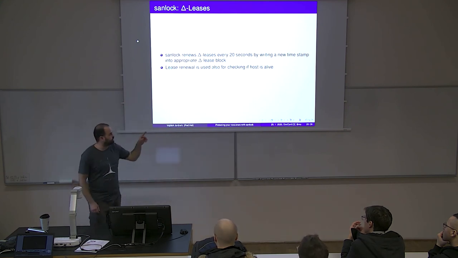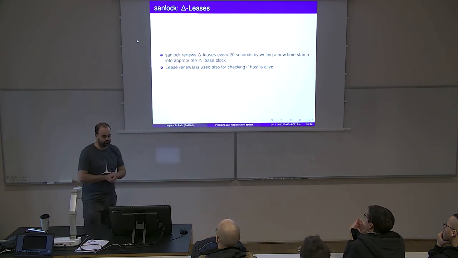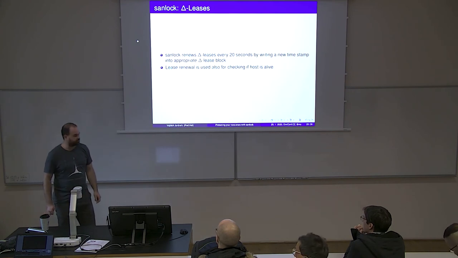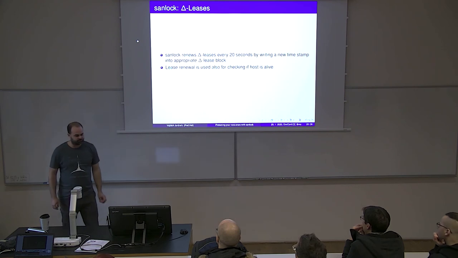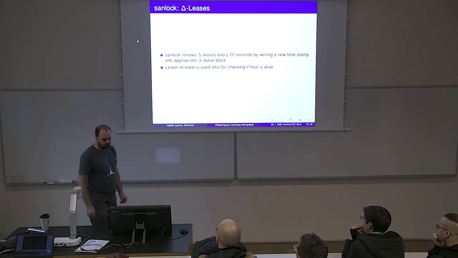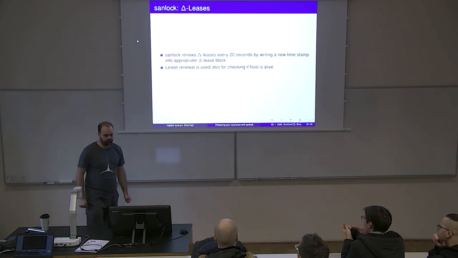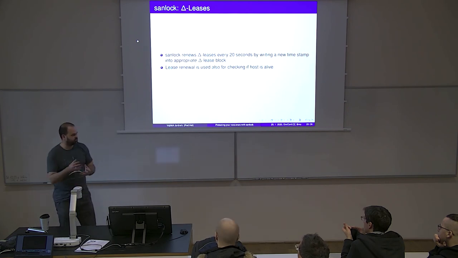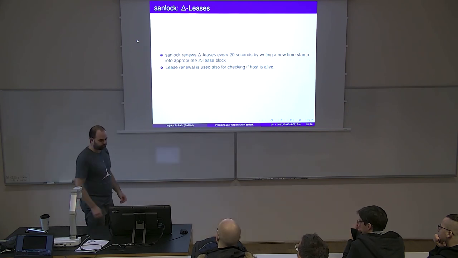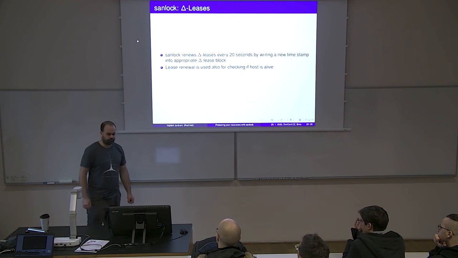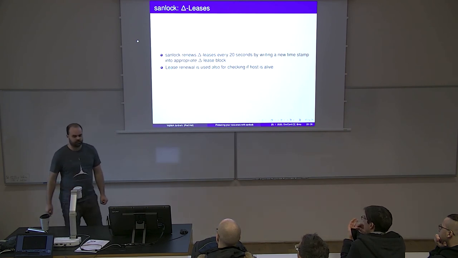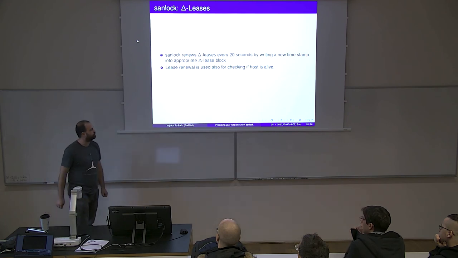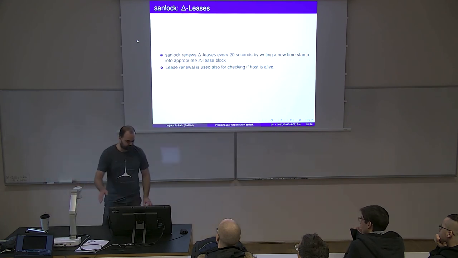And the small delta lease mentioned in the algorithm before in sanlock is 10 seconds. And as I said, these leases are also used for checking if a host is alive. Sanlock is more robust and has other components like the watchdog. So after 10 seconds, if the lock is not renewed, sanlock will start the procedure of fencing your node, and the watchdog will, after another timeout, try to kill your machine.